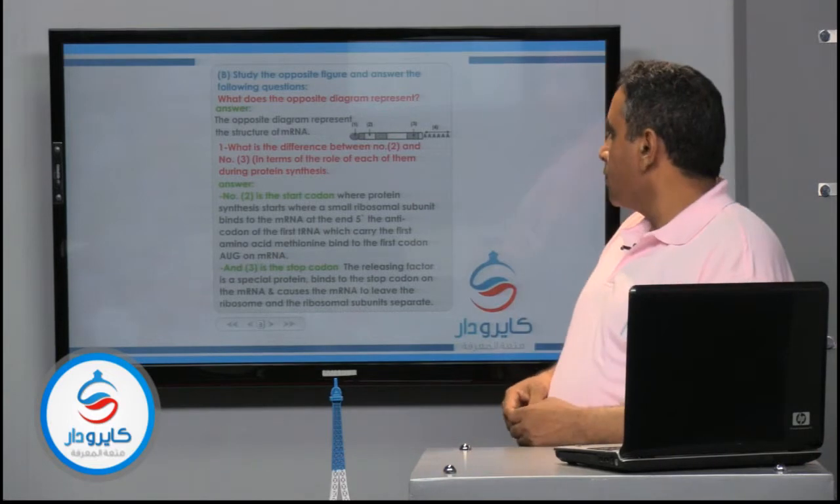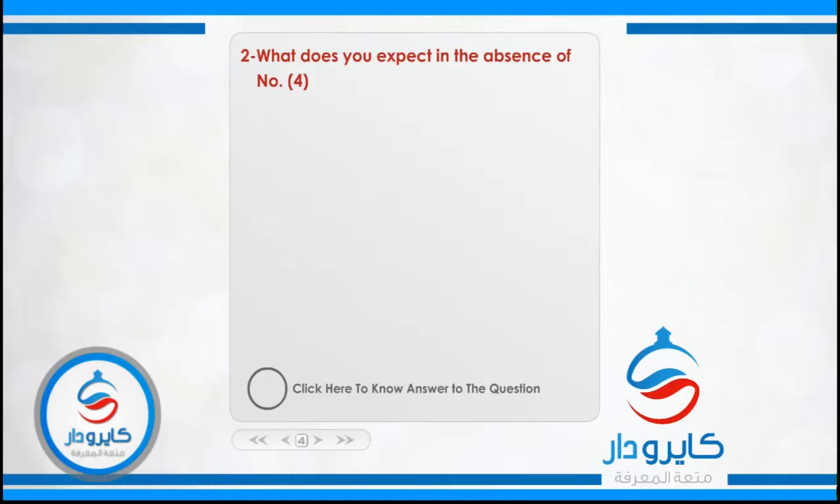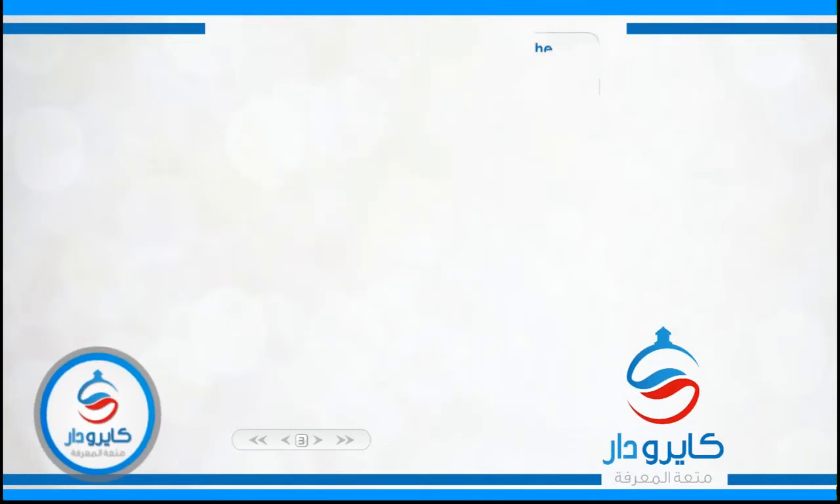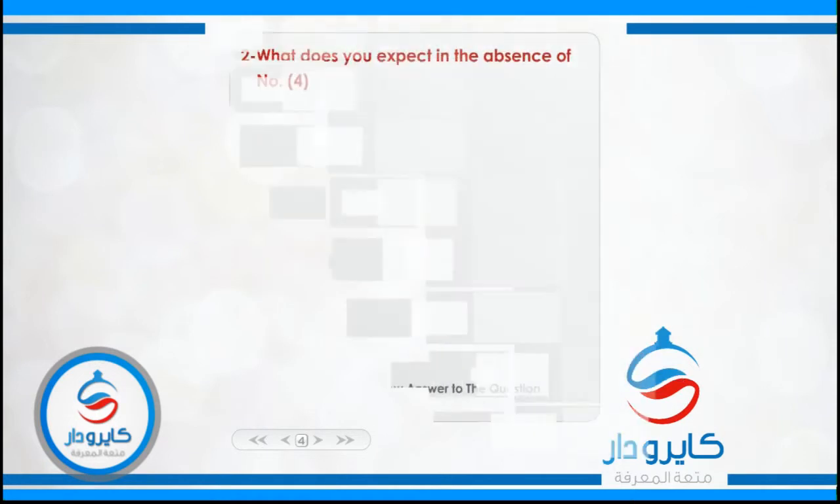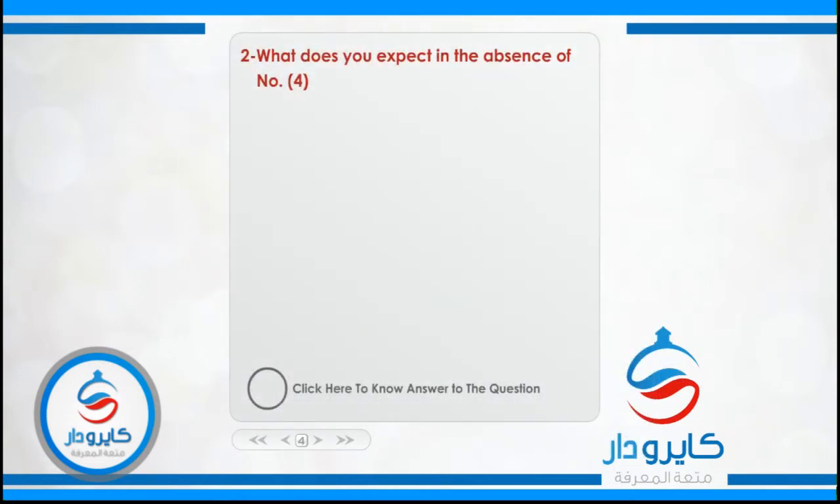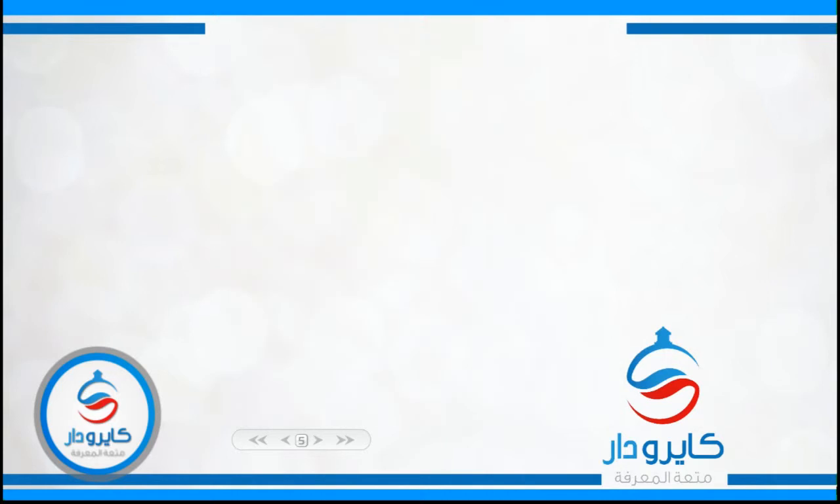The next part of the question: what do you expect in the absence of number 4? We understand that number 4 is a polyadenine tail. The polyadenine tail protects the mRNA against the action of enzymes in the cytoplasm. So in the absence of the polyadenine tail, the mRNA will be damaged by the action of the enzymes in the cytoplasm.